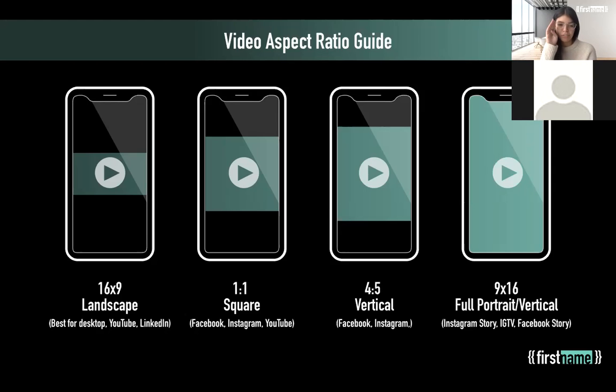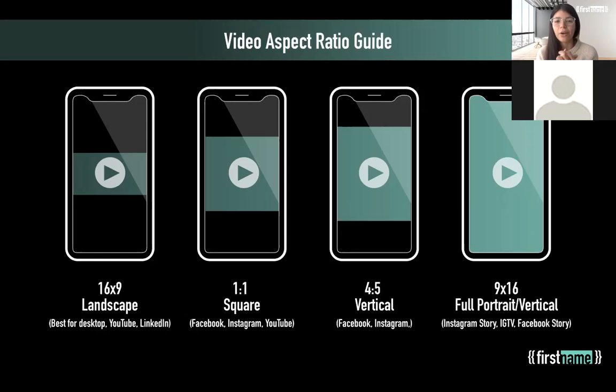So for landscape, it's best suited for desktop, but YouTube and LinkedIn are two platforms where, if you're posting a video, on YouTube we don't have any other option. But on LinkedIn, landscape is the way to go. Square, Facebook, Instagram, and YouTube. I don't know why that says YouTube. I will fix that one. But Facebook and Instagram both work well for square. Facebook and Instagram also work well for vertical videos. And then full portrait or vertical videos, that 9:16, is for Facebook and Instagram stories or Instagram TV.